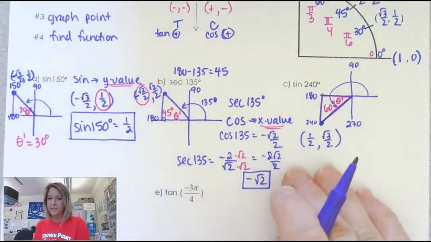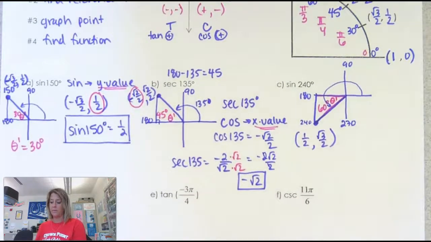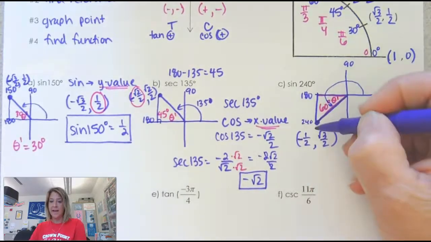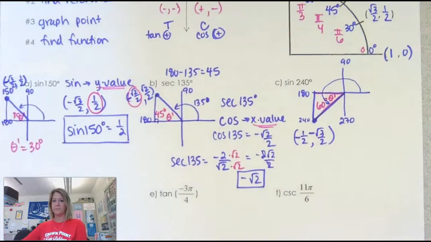I know I didn't put the signs yet. We've got to figure that out. It goes to the left, so that means the x is negative. It goes down, that means the y is negative. So we've got our ordered pair.